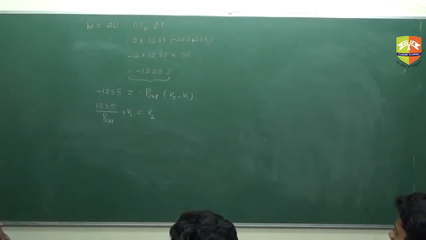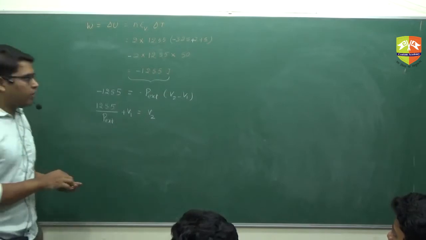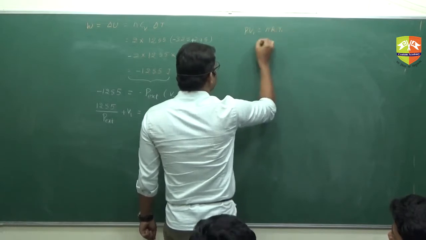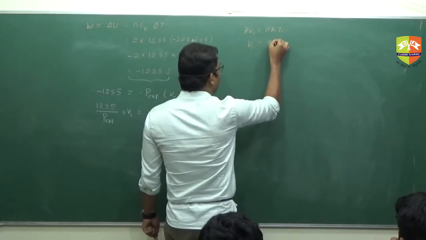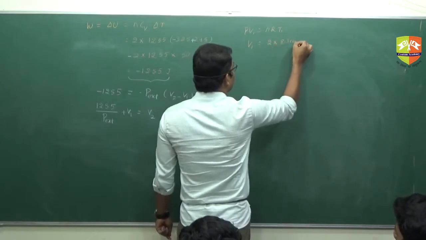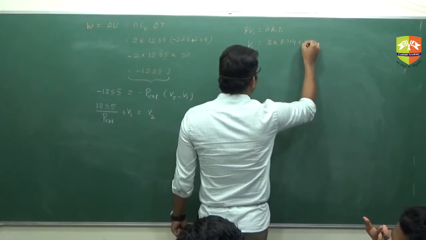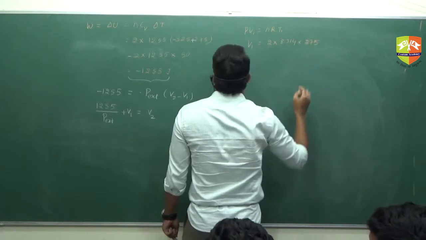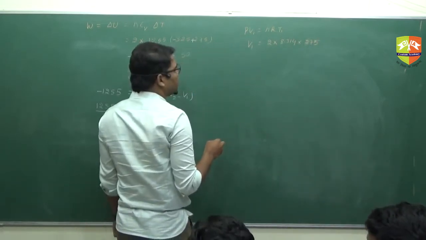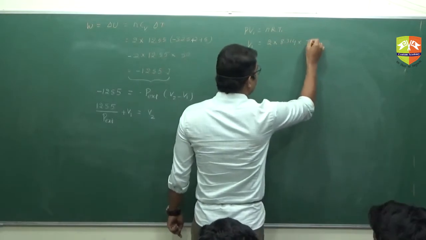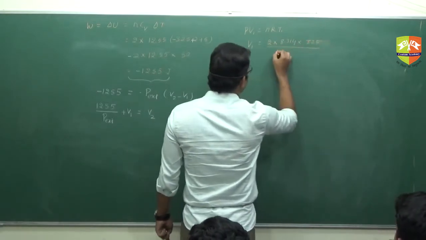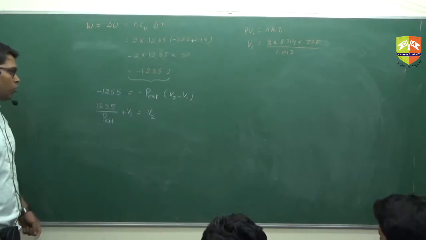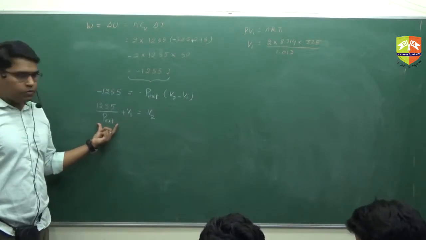From PV equals nRT we can find it, right? This V1 is not given, right? So V1 we can write as: PV1 equals nRT1. So V1 we can find out from this. Number of moles is 2. R value is? Temperature? 375 divided by pressure, which is 1.010. From this you'll get the value of volume. Substitute here P external, you already know. Substitute, you'll get V2.